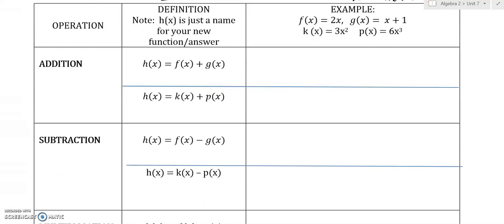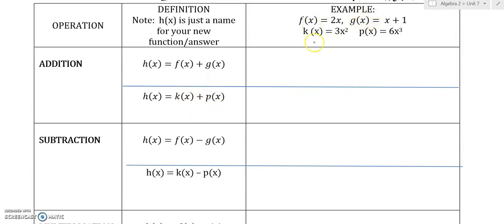Here we go with our function operations. We're in this huge box right here. This first operation is addition. Here's our definition. If you take a function and add it to another function, f of x plus g of x, it could even look like k of x plus p of x. They're just letters, that's okay, they really mean the same thing.